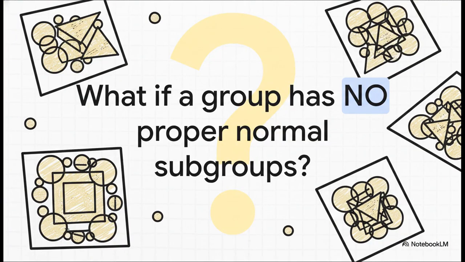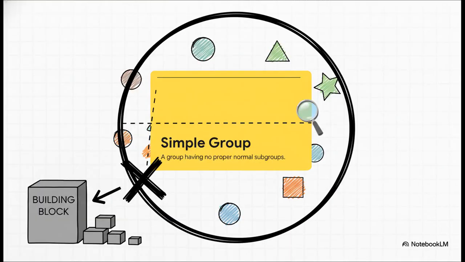If proper normal subgroups are the interesting, non-trivial building blocks inside a group, what would it mean if a group was so fundamental, so tightly woven, that it had none of them? What if it only had those two trivial ones that every group has to have? And that, right there, is the definition of a simple group. A group gets to be called simple if and only if it has no proper normal subgroups.